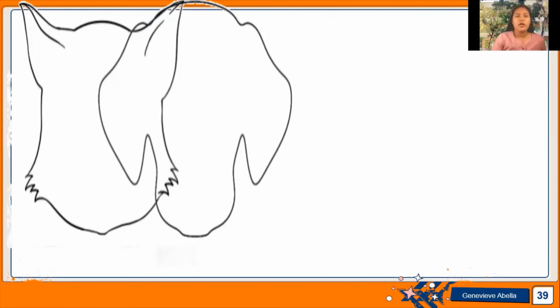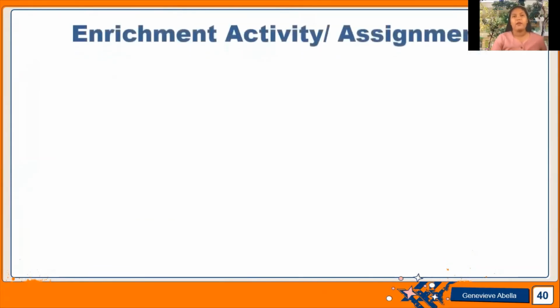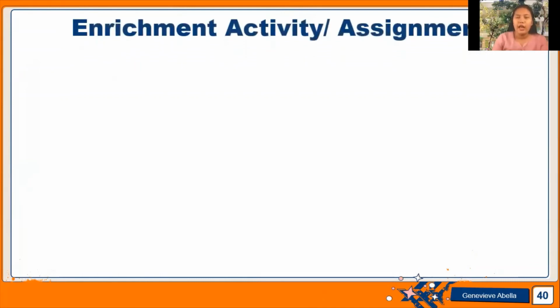So after noting down details on which of the following are the best pet, you will be writing your paragraph based on your details noted in your graphic organizer. So you will be passing your activity or your evaluation together with the guided activity number 5, your evaluation, your 2 evaluation, and the last one is your enrichment activity or assignment.